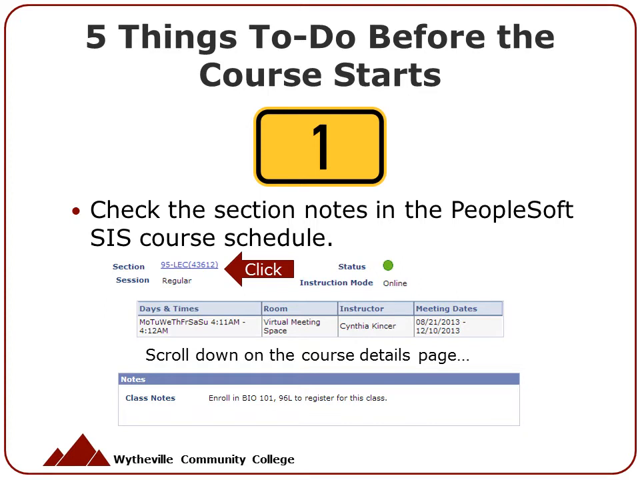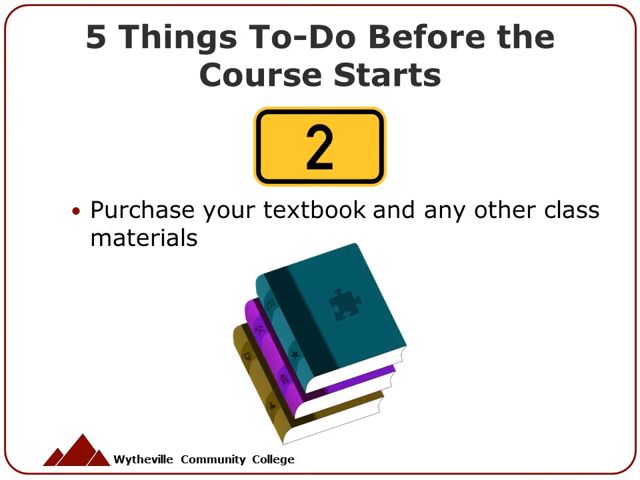Before the first day of instruction, there are some things that you, the responsible and successful online learner, will need to do. First, be sure you check the section notes in the course schedule to make sure there are no special instructions for the beginning of the course. You can find this information on the class details page when you look in the online schedule on SIS. The second thing you should do is purchase your textbook and any other required course materials. You can find information about the textbook on the college's bookstore website. Also, there are options for textbook purchase or textbook rental.